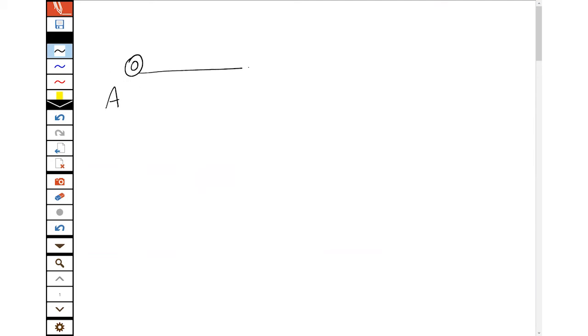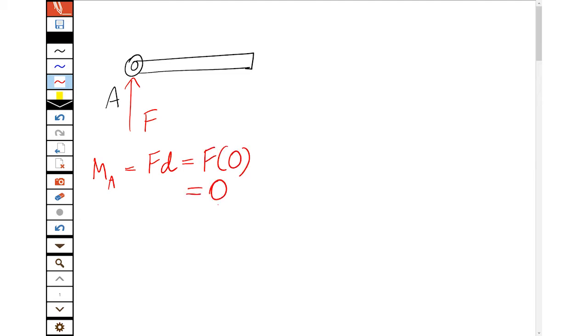If we have our pivot point and our nice door, if we apply another force at the pivot point, now the moment around A is the force times the perpendicular distance, but the distance is 0. So the moment is 0 Newton meters. It doesn't cause any acceleration around that pivot point.